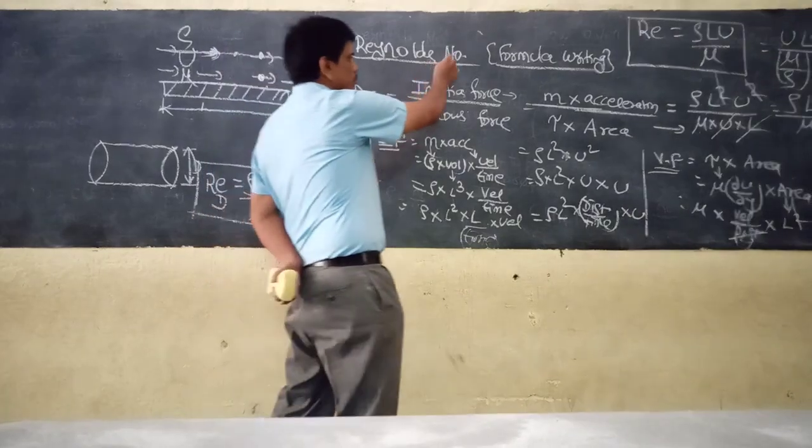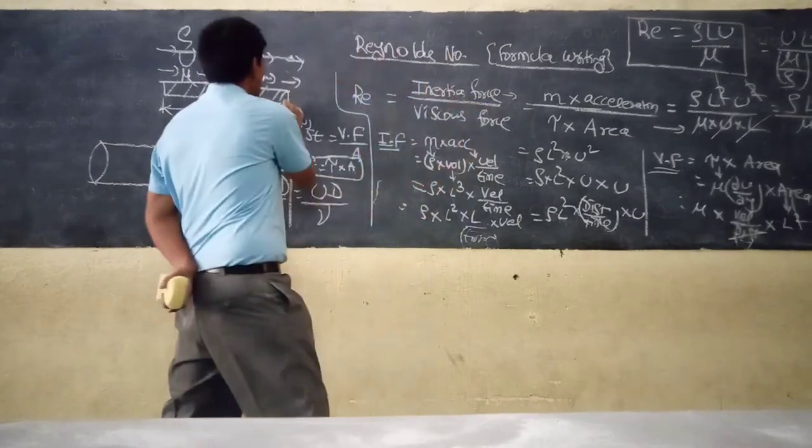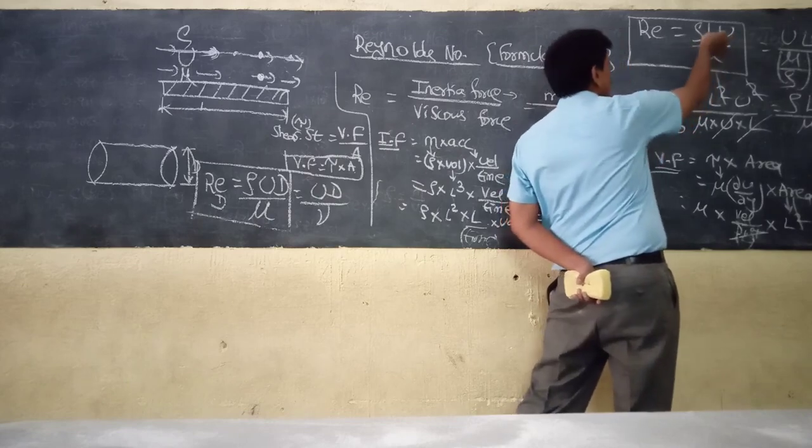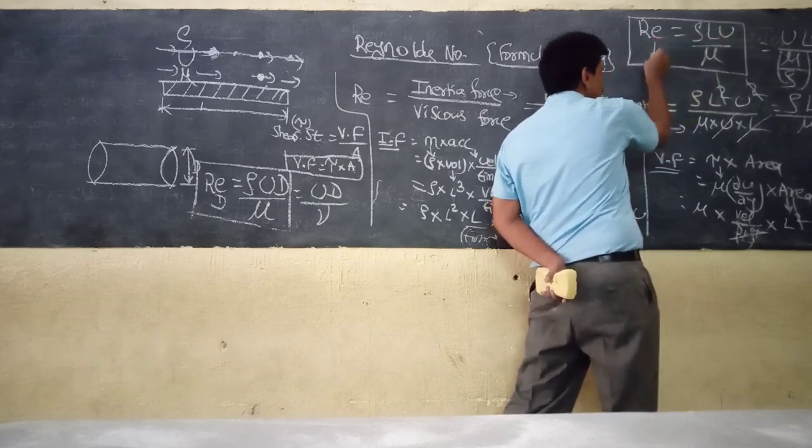Suppose in the case of the plate, the formula is written as rho into u into L by mu. As we are writing them, this is written as Re_L.